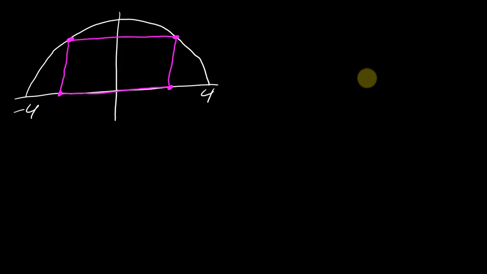Okay, so here's the situation. I've got this semicircle, we've got the radius of 4 here, and then I need to inscribe this rectangle into this. So what I'm trying to do is find that largest area. So I'm trying to maximize my area, and the area of a rectangle is just length times height. Okay, so now I have to figure out how to describe length and height in terms of this graph here.